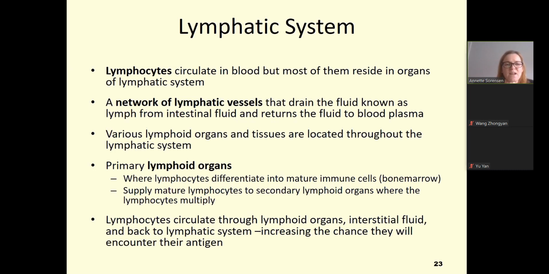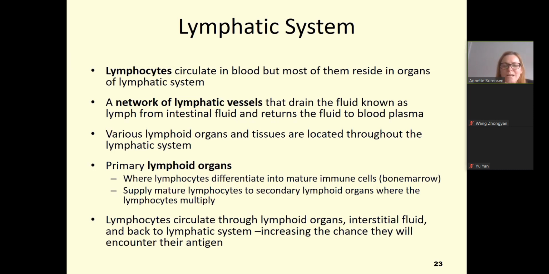The lymphatic system has a network of lymphatic vessels, and those vessels drain the fluid, known as the lymph, from interstitial fluid, and return it to the blood plasma. On the next slide, we will look at the different lymphoid organs and tissues and where they're located throughout this lymphatic system.